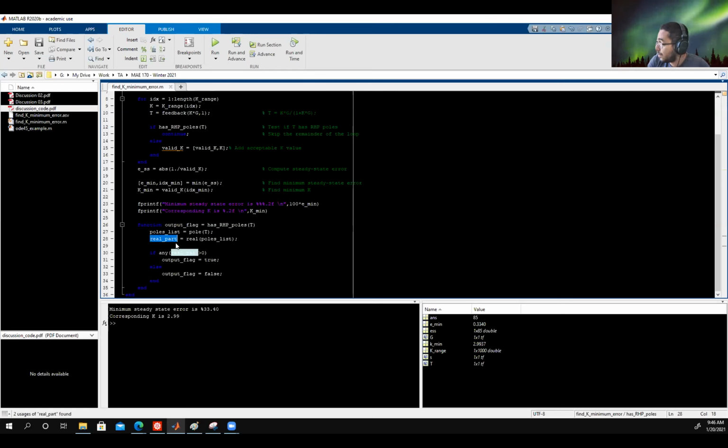We put that in the real part, and then we basically say if any of these roots, or if any of these poles, has a real part that is bigger than 0, this means that we have right half plane poles, right? So in this case, we want the output flag to be true, which means that my transfer function has a right half plane pole. If not, none of the values in this array has a right half plane pole. This means that we put the output flag false, in which case we go to this part of the loop.